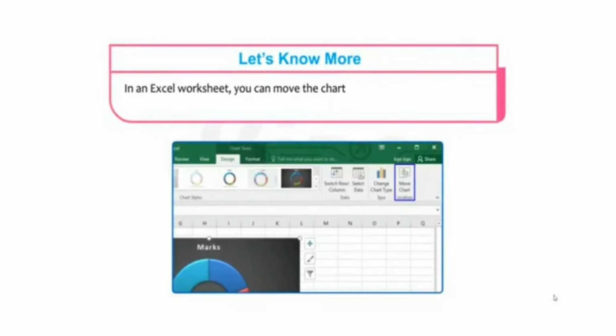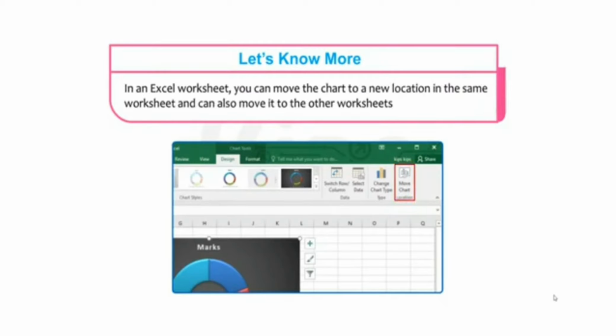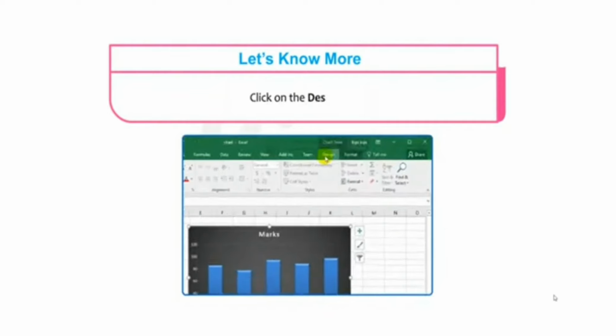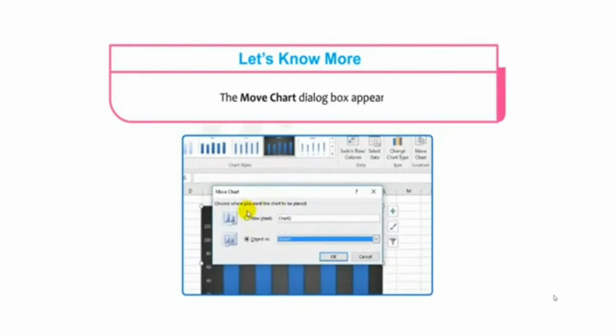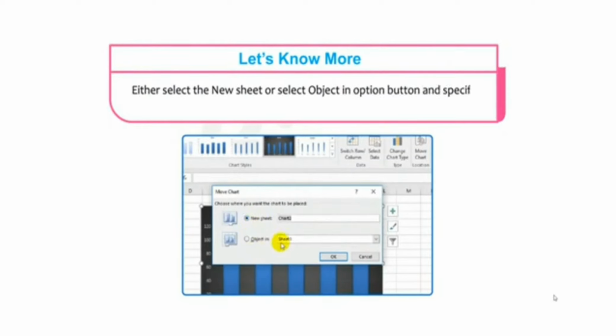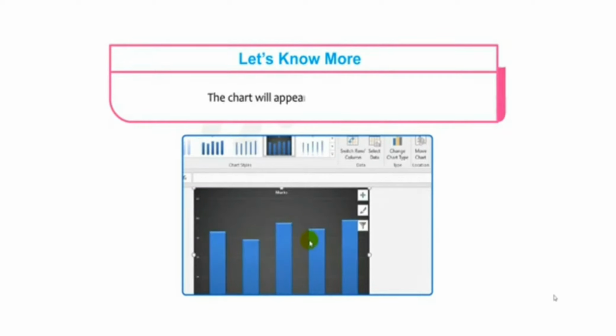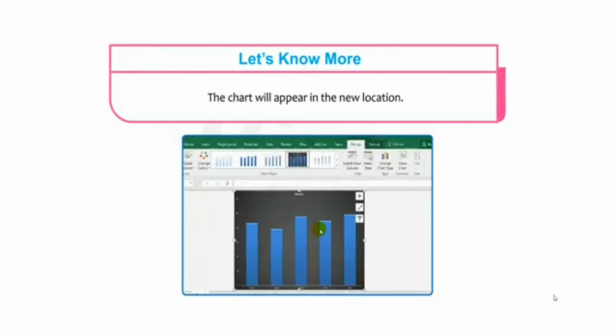Students, let us know more. In an Excel worksheet, you can move the chart to a new location in the same worksheet and can also move it to the other worksheet. Click on the Design tab. Select the Move Chart option in the Location group. The Move Chart dialog box appears. Select the desired location for the chart. Either select the new sheet or select Object in option button and specify the name. Click OK. The chart will appear in the new location.